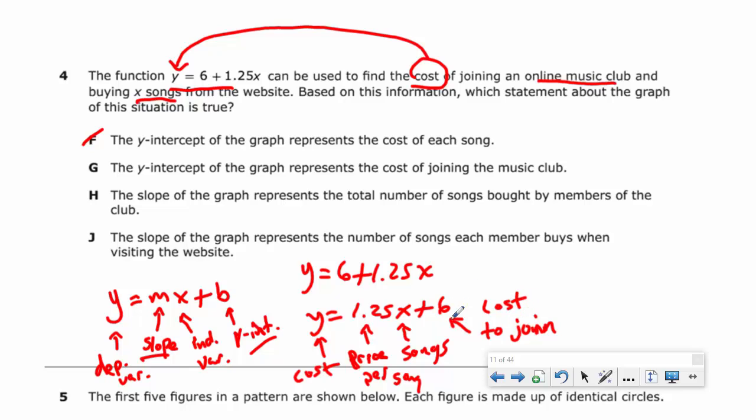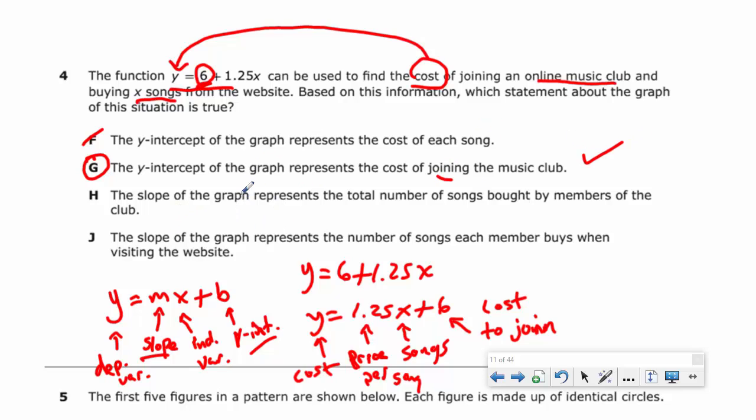The y-intercept of the graph represents the cost of joining the music club. The cost to join the music club is this number, and this number is in fact the what? The y-intercept. That is true. Okay? It costs you $6 to join the music club, and then you get charged $1.25 per song. This lone number, though, is the cost of actually joining the club. This is actually correct. Okay?